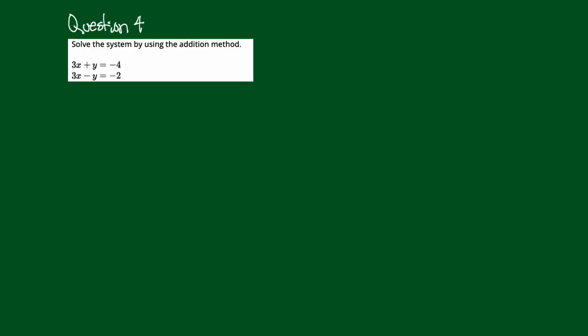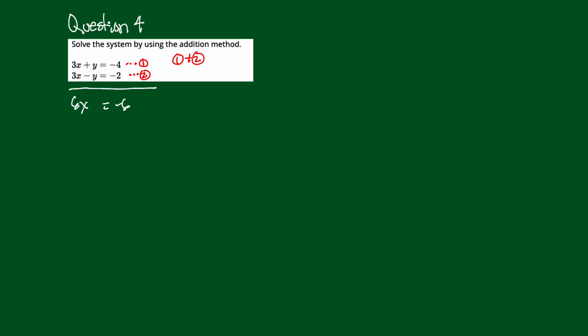Question 4, let's solve this using the addition method. Now I'm going to label these. Here's equation 1, here's equation 2. And I can see that if you just added these two, wouldn't the y's just go out? So let's do that. So here's the plan. I'm going to take equation 1 and add equation 2. It'll look like this. 6x, the y's are gone, equals -6.